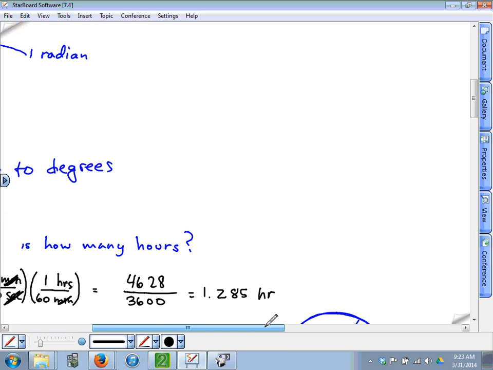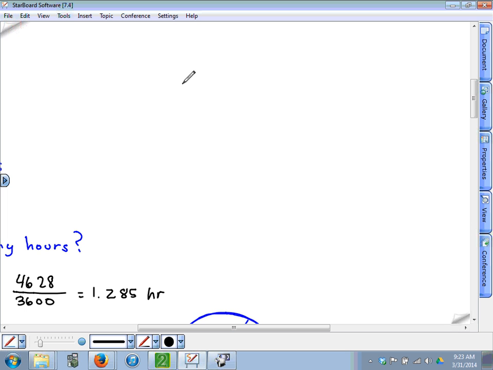Let's try another one. 4.6 miles is how many inches? If I wanted you to count how many inches there were in 4.6 miles, we would do miles to feet, or miles to yards, which is also feet, and then we would do feet to inches. I would go miles to feet, feet to inches.